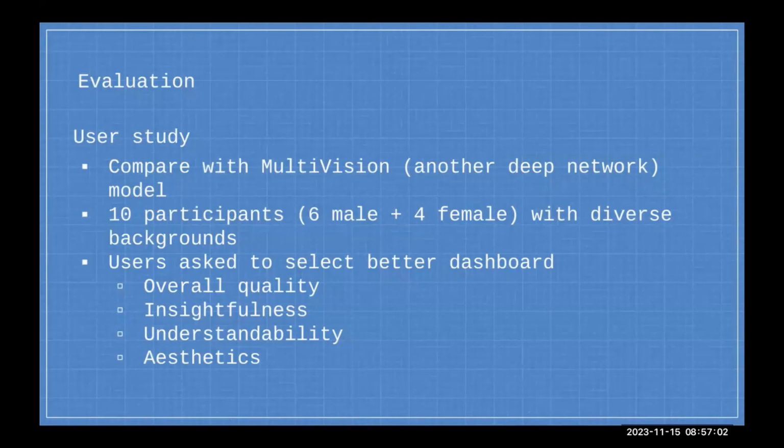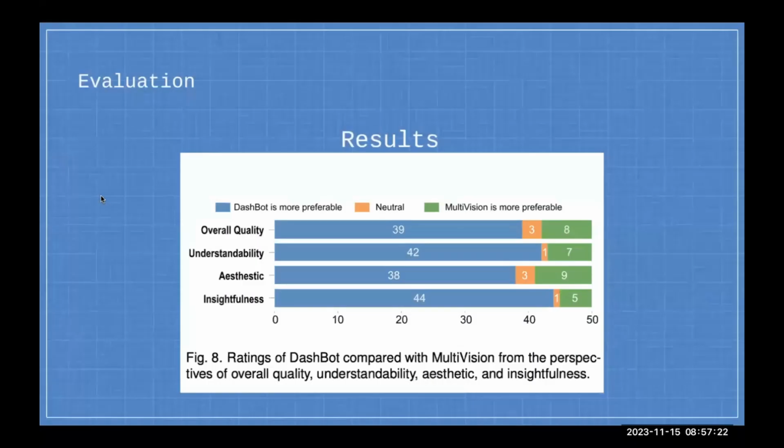of data visualization tools. The participants were tasked with comparing DashBot and Multivision, which is another model for visualization generation. The participants were asked to rate the dashboards mainly based on 4 key criteria: overall quality, insightfulness, understandability, and aesthetics. The results of the user feedback indicated an overwhelmingly positive response on DashBot.